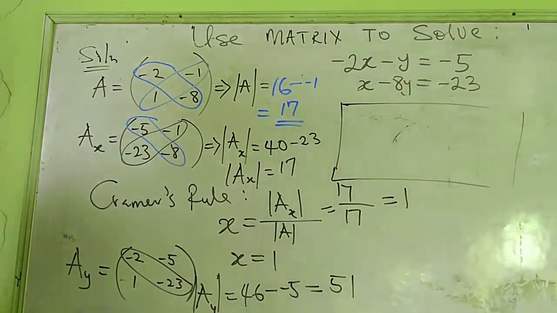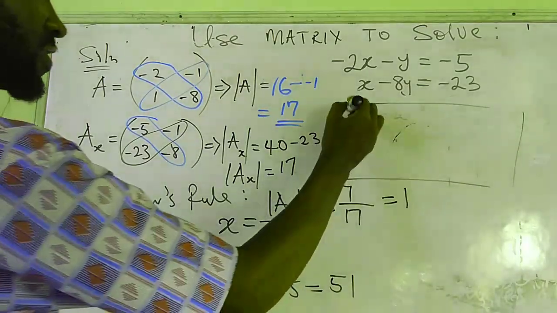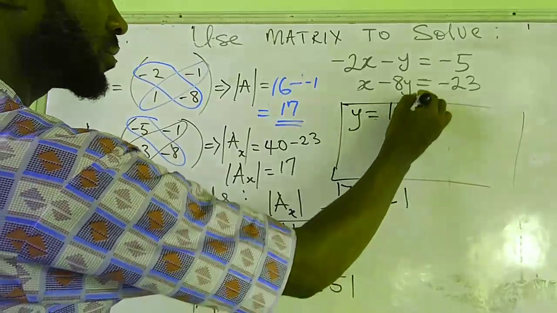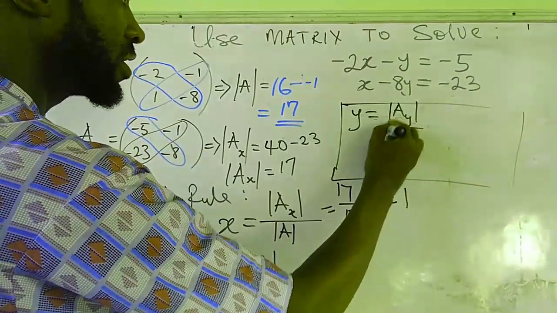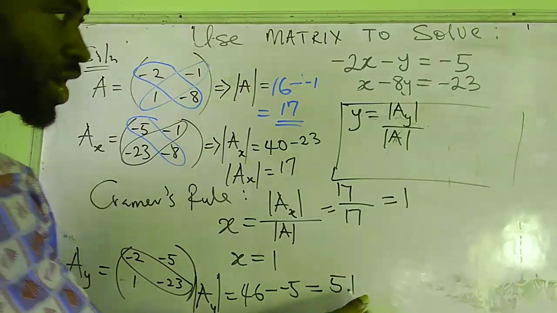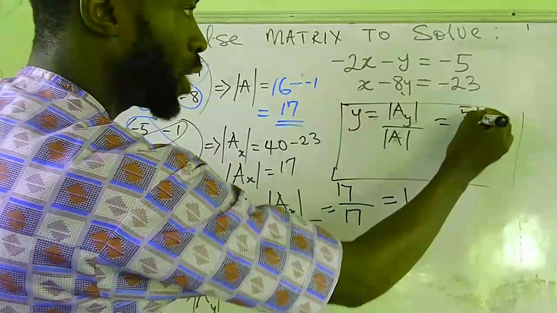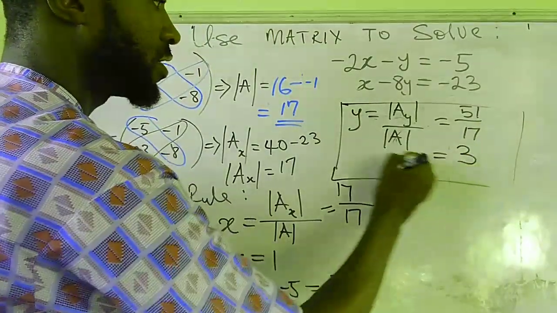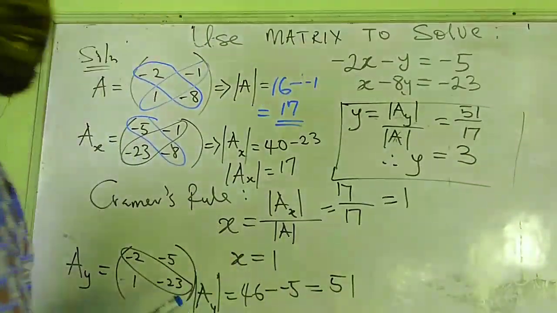51. So recall Cramer's rule again is saying that your y is going to be your determinant of A subscript y divided by your determinant of A. Now we have gotten our determinant of A subscript y as 51, so that gives me 51 divided by 17, and my answer is 3. So which means that my y is 3.